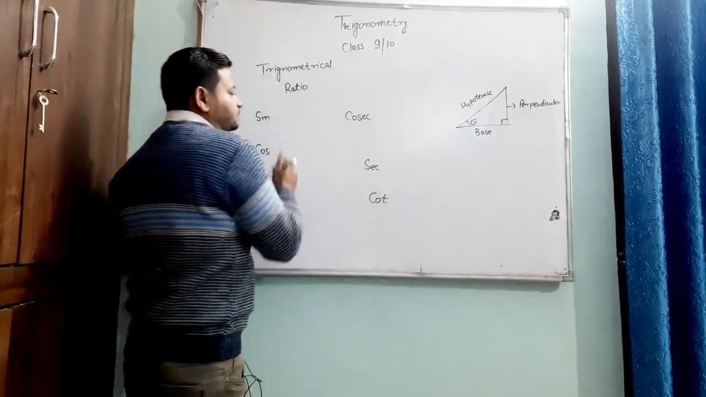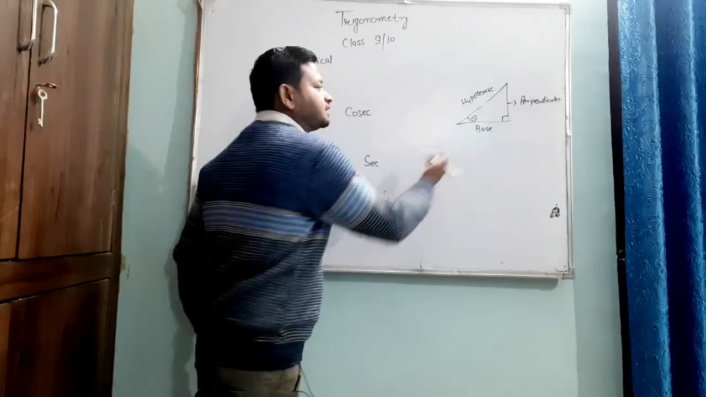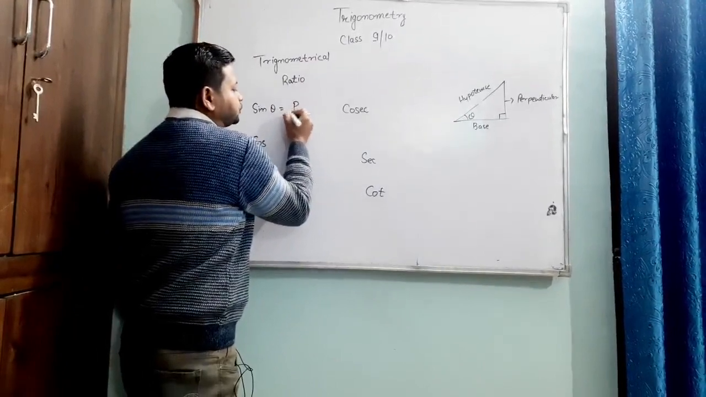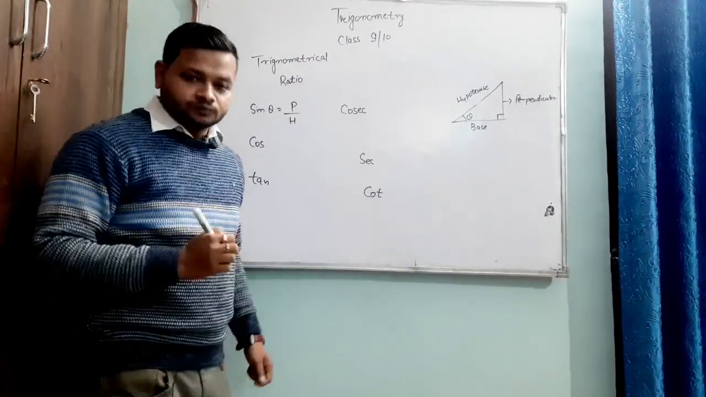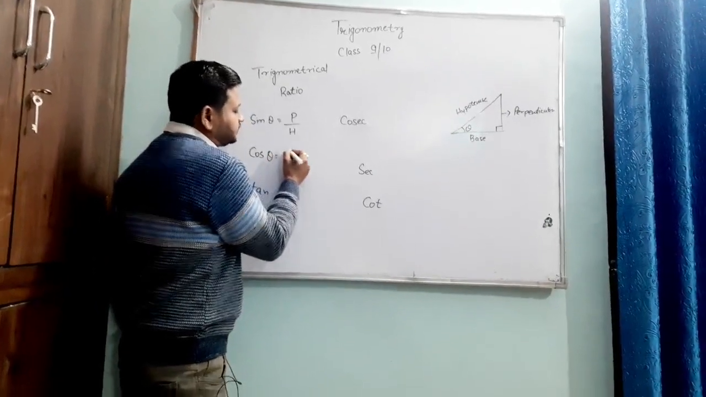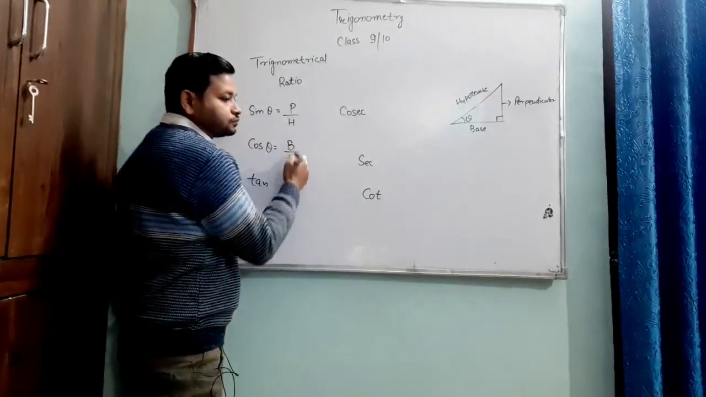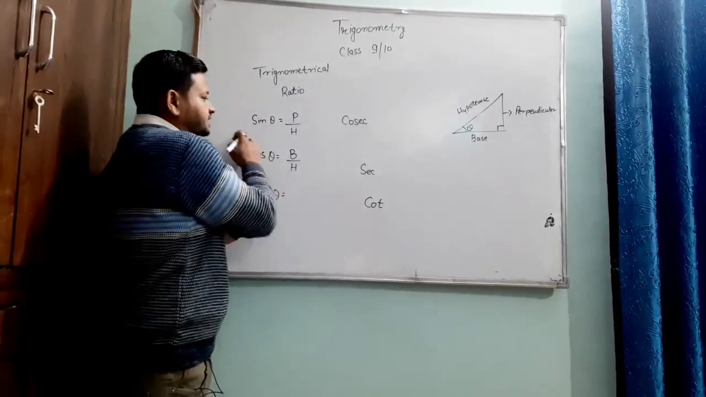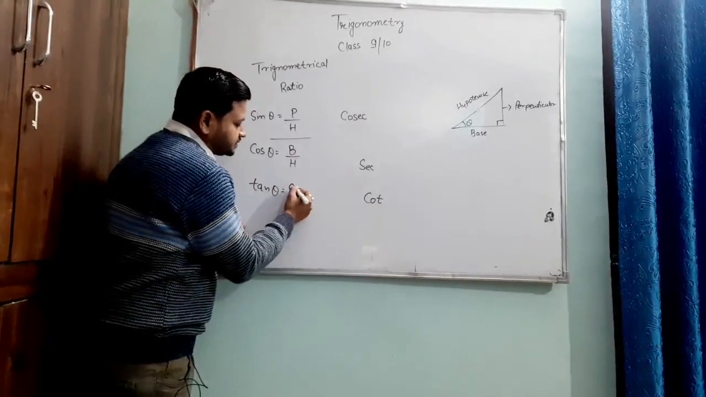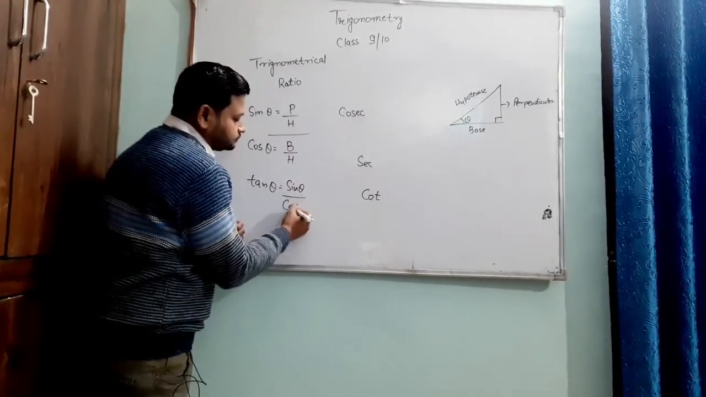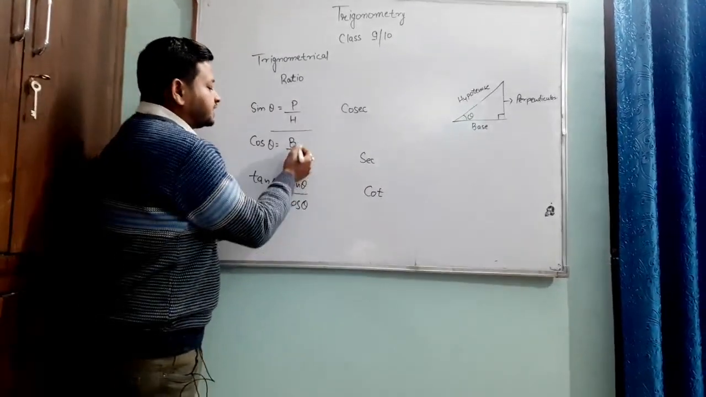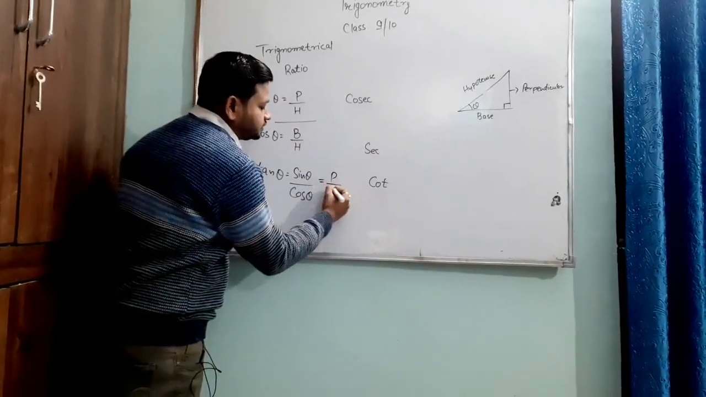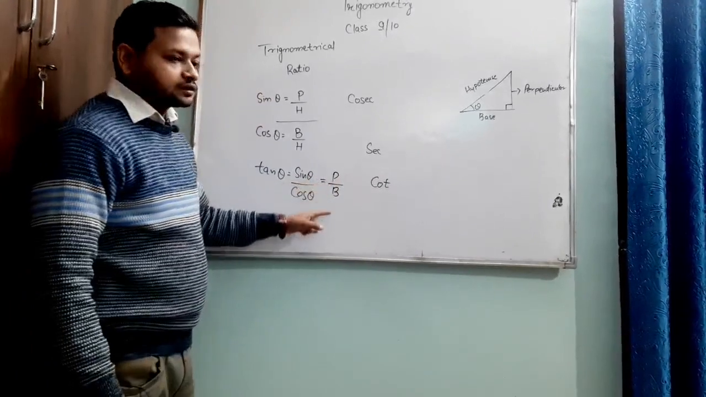First of all, we will find these ratios for the angle theta, because we have theta here. So sin theta will be P by H, which means perpendicular upon hypotenuse. Cos theta is equal to B by H, which means base upon hypotenuse. Now, tan theta is sin theta upon cos theta. We got another formula: the hypotenuse is eliminated, and we get P by B, which means perpendicular upon base.